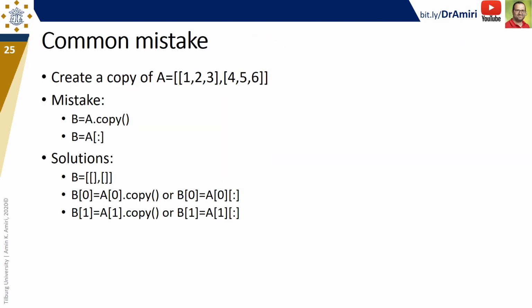So this is, again, the common mistake that I see. Students try to copy a two-dimensional list by simply using a.copy() or a[:]. The solution is to just copy row by row for a two-dimensional list.